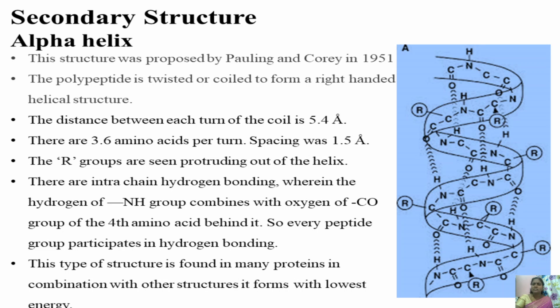This structure is stabilized by intra-chain hydrogen bonding, wherein the hydrogen of the NH group combines with the oxygen of the CO group. So there is a role of hydrogen bonding which stabilizes this helical structure. Every peptide group participates in hydrogen bonding. This type of structure is found in many proteins in combination with other structures, and it forms with a low free energy inside the cell.